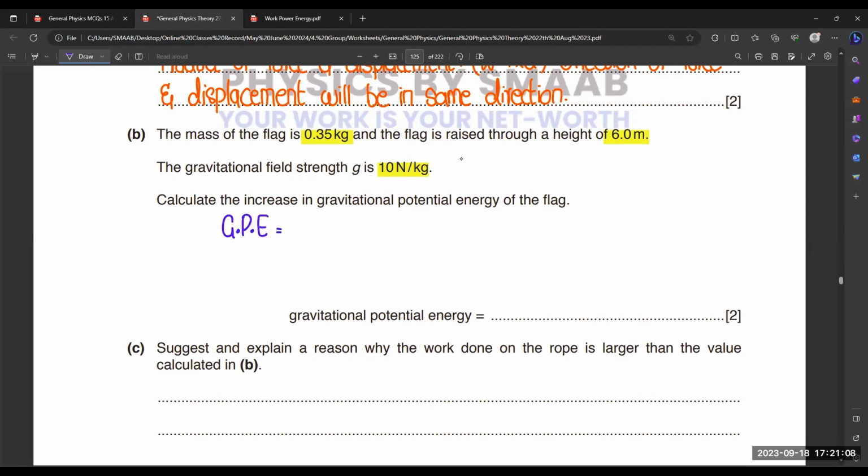So we are talking about potential energy basically. The formula for potential energy is mgh. Mass is 0.35. 60 multiplied by 0.35, you will get 21, right? Okay, so you are getting 21 joules.